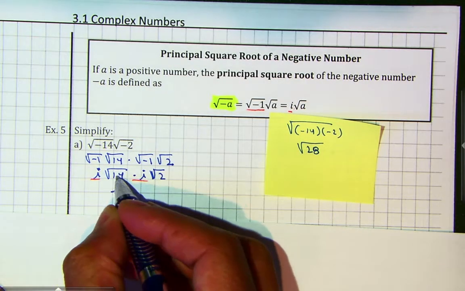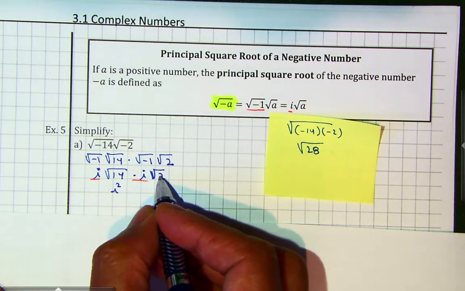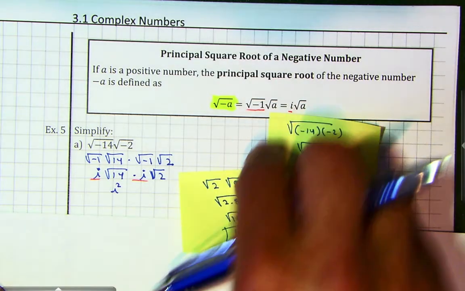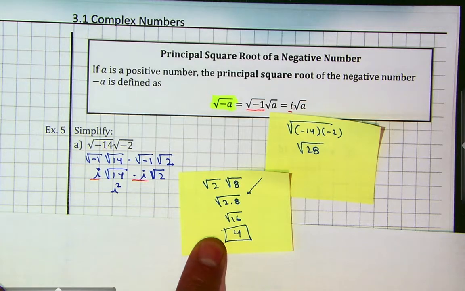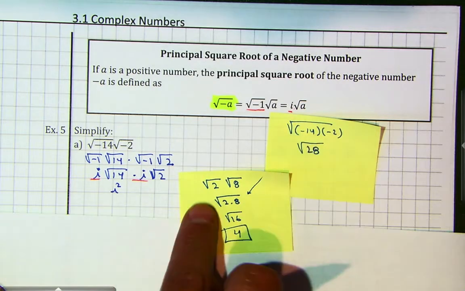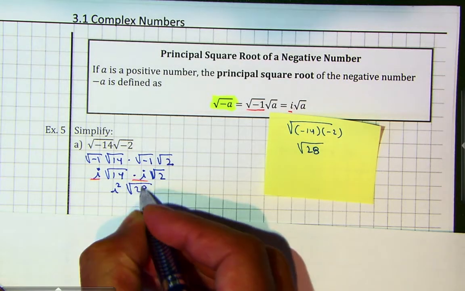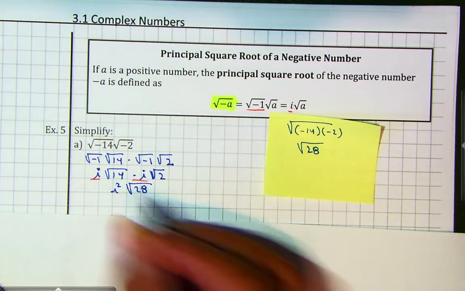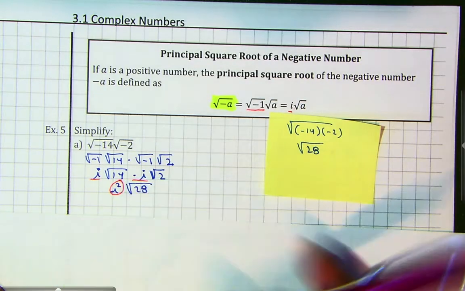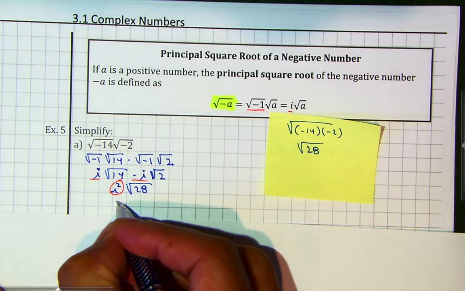And because those are real numbers, we can actually take the time to multiply them, because that rule only applies when we have real numbers inside. That'll be square root of 28. The i squared, we know that is a negative 1. So it'll be negative square root of 28.